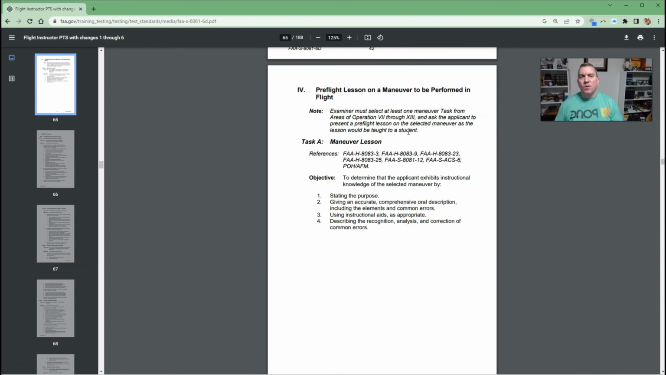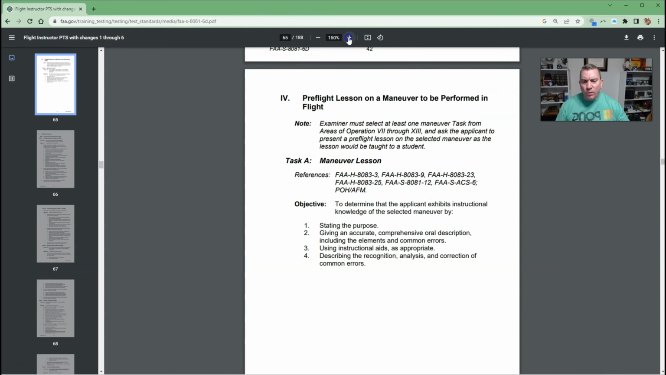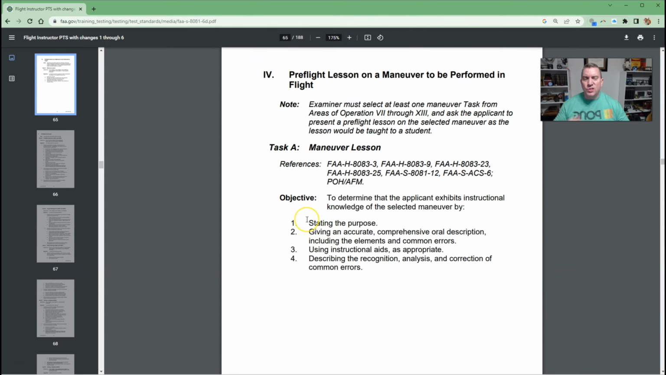And here's the thing that I want you to understand. This task is asking you for only 4 items here. So it's asking you to state the purpose, give an accurate, comprehensive oral description, including the elements and common errors, use instructional aids as appropriate, and then describe the recognition, analysis, and correction of common errors.